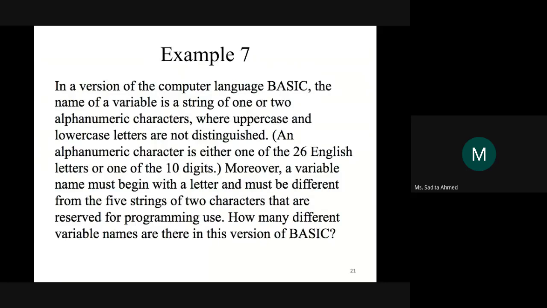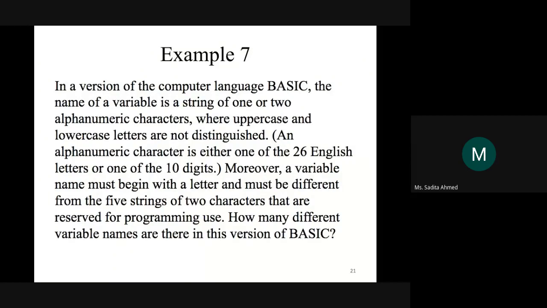Alphanumeric characters are those characters which are either one of the 26 English letters or 10 digits. The set of alphanumeric characters consists of all the 26 English letters and the 10 digits. Okay, and also, by the way, we do not differentiate between uppercase and lowercase in case of alphanumerics. All right, in case of alphanumerics, lowercase a and uppercase A are the same thing.